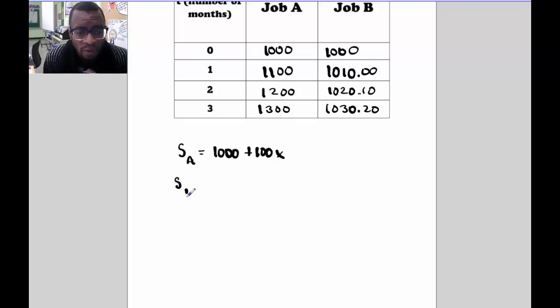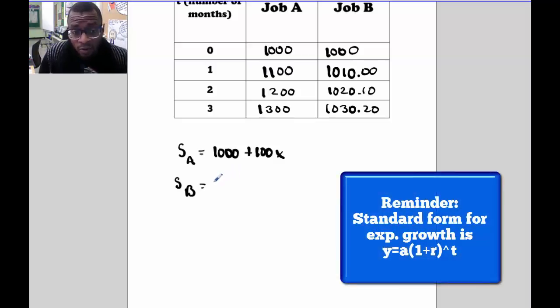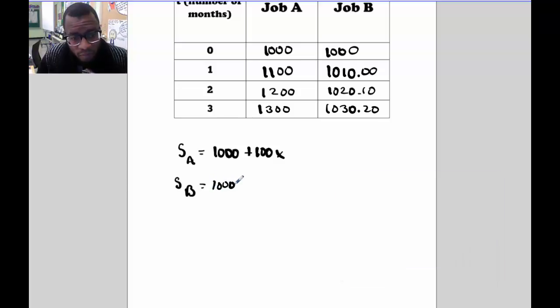Now for job B, which would be S of B, we're increasing by a percentage. If you remember, this is exactly like exponential growth, right? So we're going to have our initial value times 1 plus our percentage, which we changed to a decimal, 0.01, raised to the x. This will give us the amount earned after every month. Let's collect our terms, so we get 1.01 raised to the x.